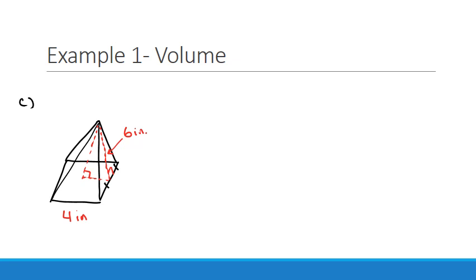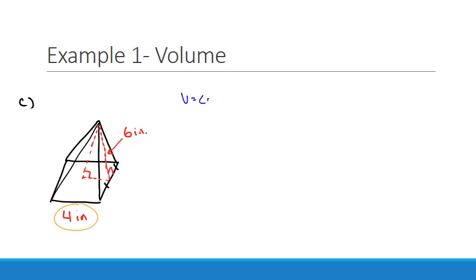So how do I know this is square? Well, in this diagram I drew, I only listed the one measurement on the base, which is 4 inches. And I don't list another one. So if they don't list another one, you can assume that they're all the same length. All right, so go to my formula.